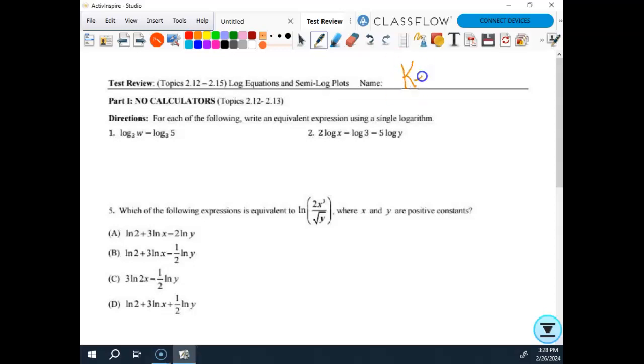Here is the key to your review. All right, so the first one's for each of the following, write an equivalent expression using a single logarithm.